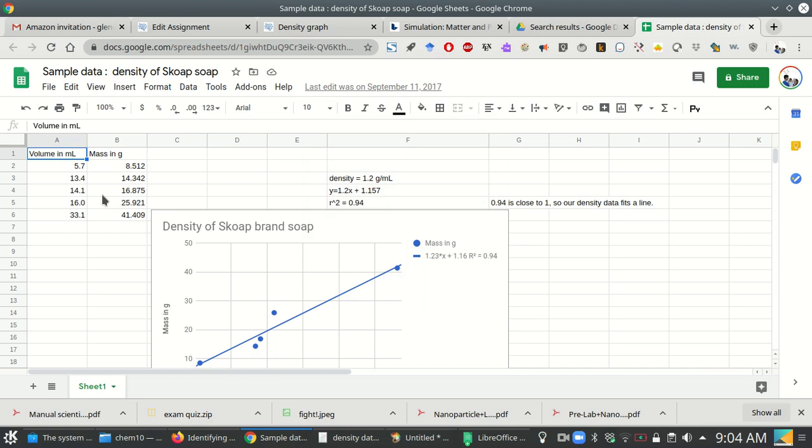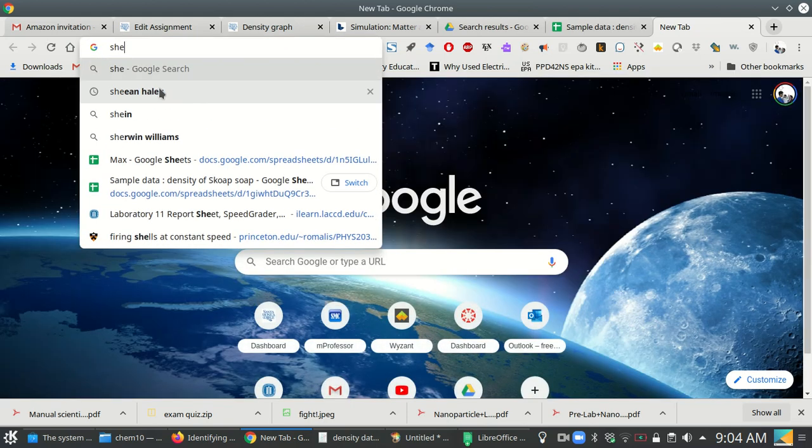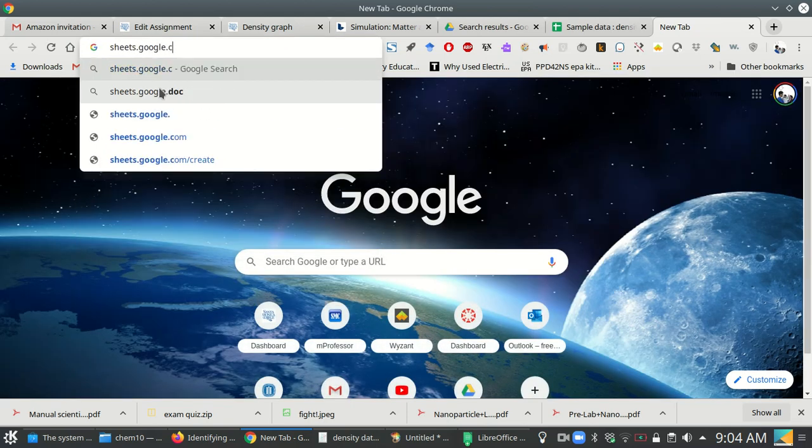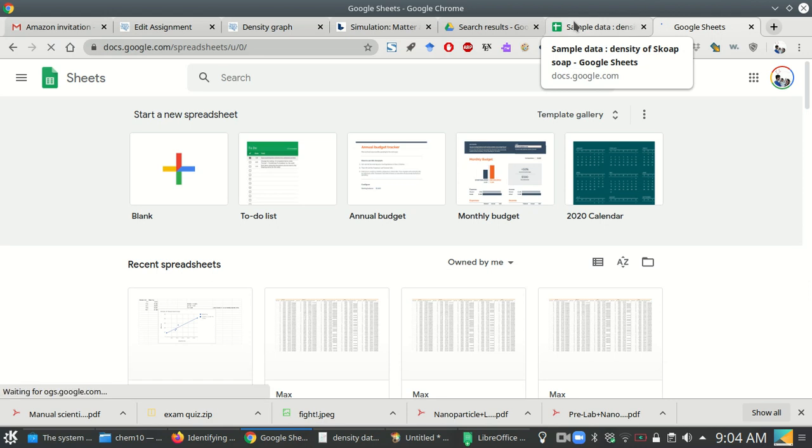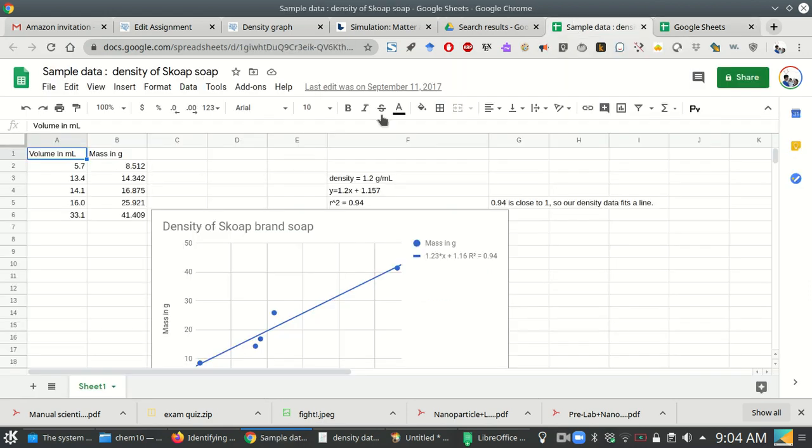Hi, this is Google Sheets. You can find Google Sheets at sheets.google.com. It used to be called Google Docs, so I think they still use that name. But sheets.google.com is easier to remember.